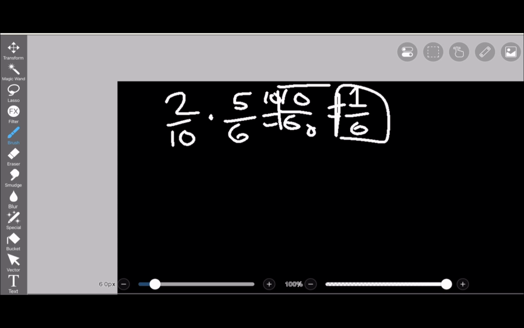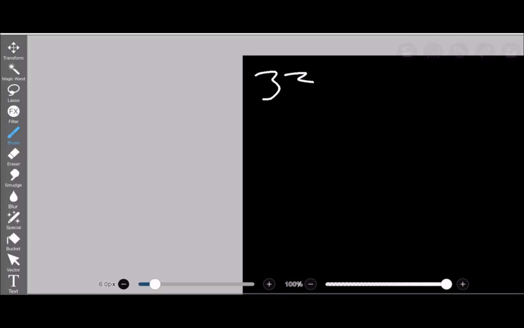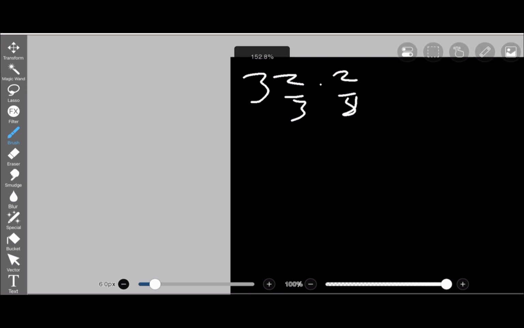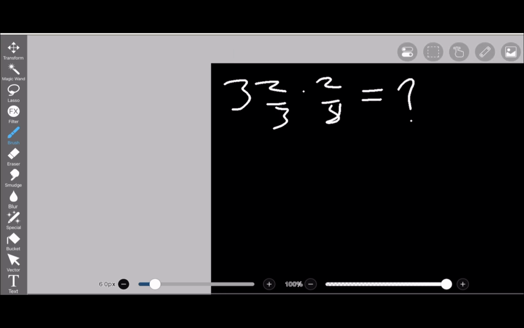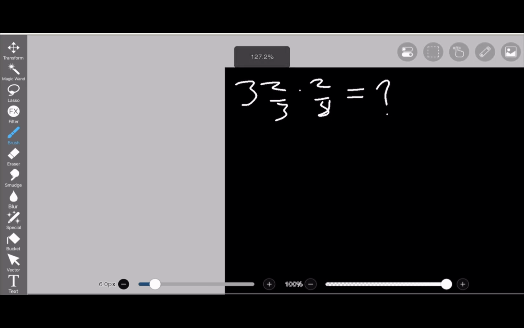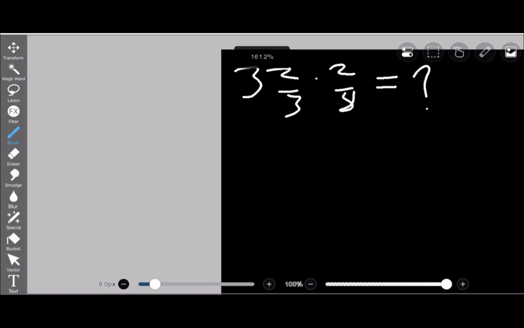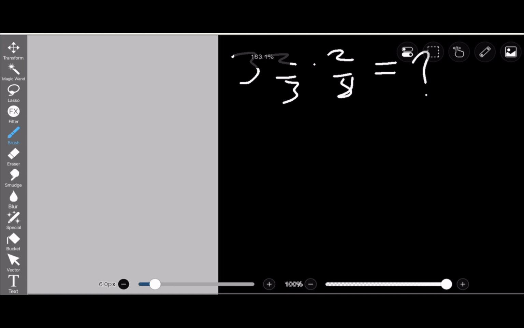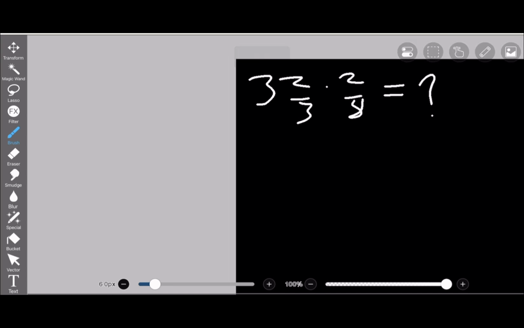Let's try another problem as well, which could be very nice and fun. 3 and 2/3 times 2/8 equals what? So what we're first going to do, which I think is a bit simpler, is make an improper fraction of the 3 and 2/3. So how we're first going to do this is knowing how many 1/3s could fit into 3. Let me write that, sorry.